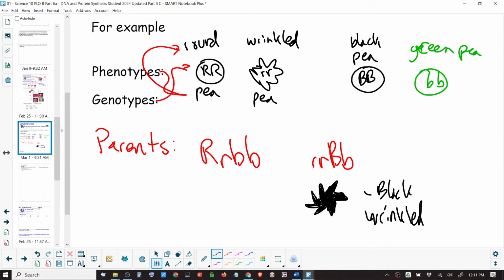And Caden, what would that one be? Oh, I know that. Capital R is not wrinkled. It is round. So that is a round. And then lowercase b. Green. So we have a black wrinkled pea and a green round pea.